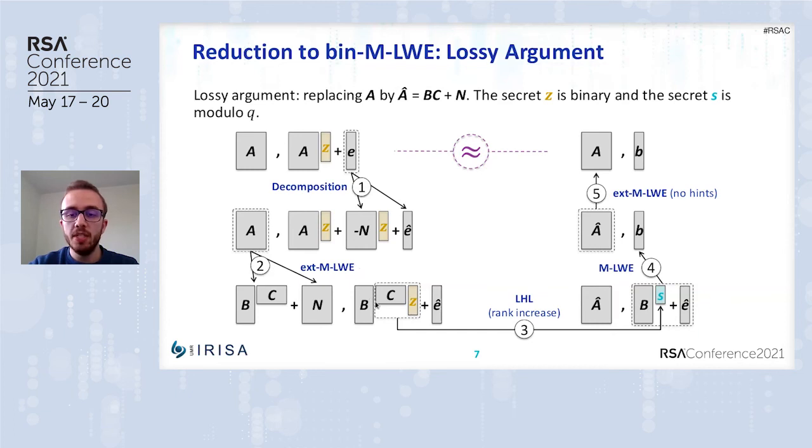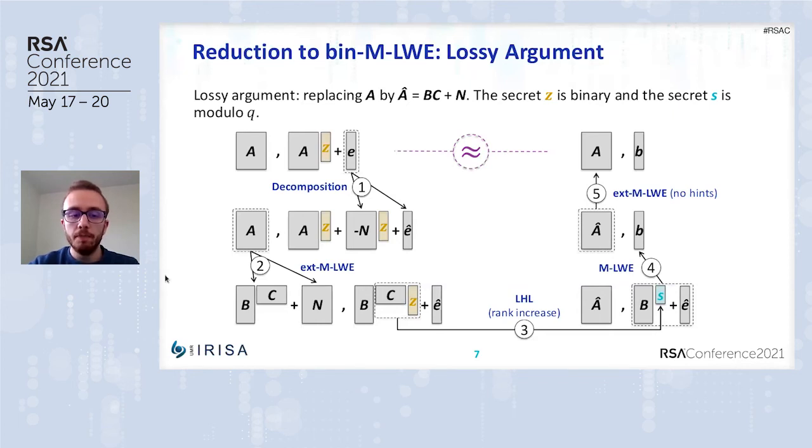After that, we use the ring version of the leftover hash lemma to argue that C times Z is indistinguishable from a smaller vector S, which is uniform mod Q. And this is where our superlogarithmic rank condition is needed. Then BS plus E hat is an MLWE instance. So assuming that MLWE is hard, we can say that it is indistinguishable from a uniform vector B. And finally, we map A hat back to A using a similar assumption, which concludes this whole chain of indistinguishability, proving the result.